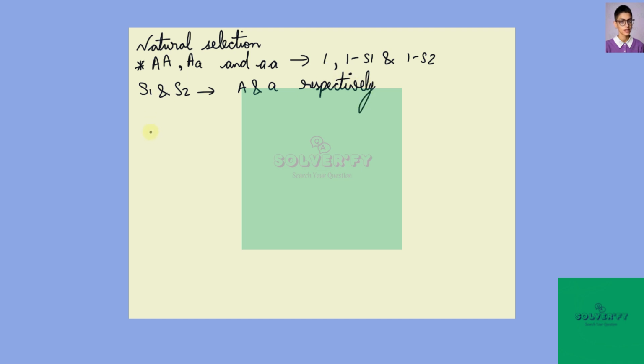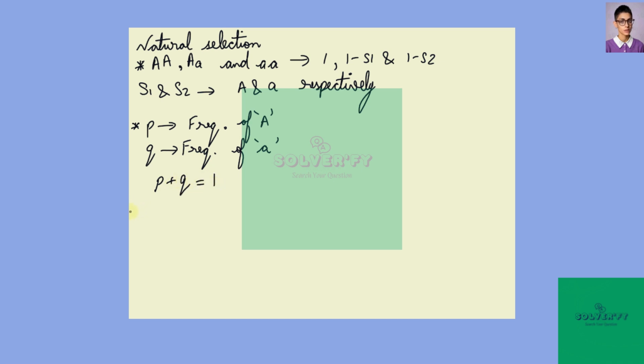Small p represents the frequency of the capital A allele in the population, and small q represents the frequency of small a allele. Since there are only two alleles, we know that p plus q equals 1.